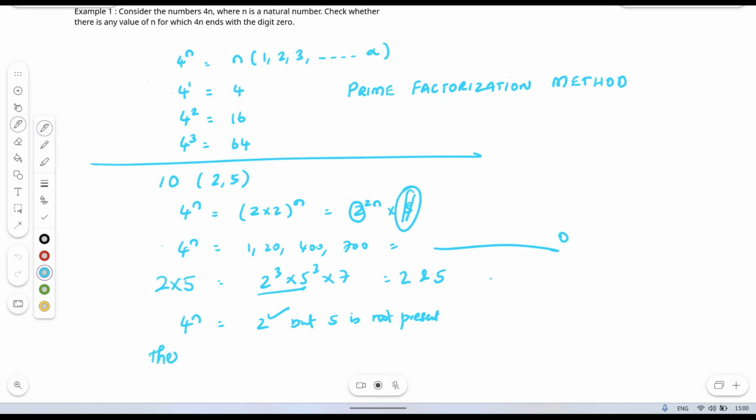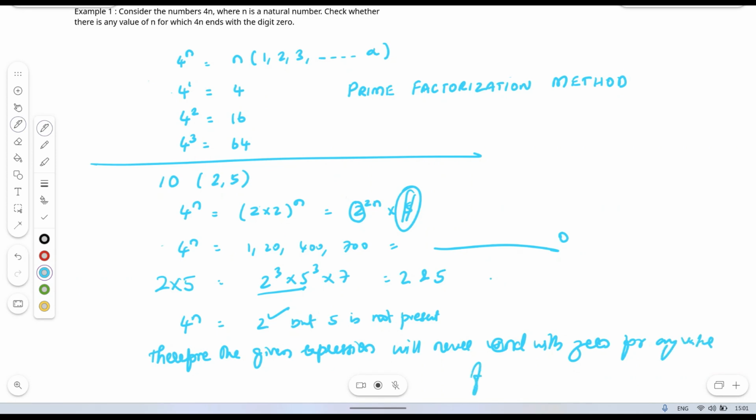Therefore, the given expression will never end with 0 for any value of n. This is the solution. Hope you got it.